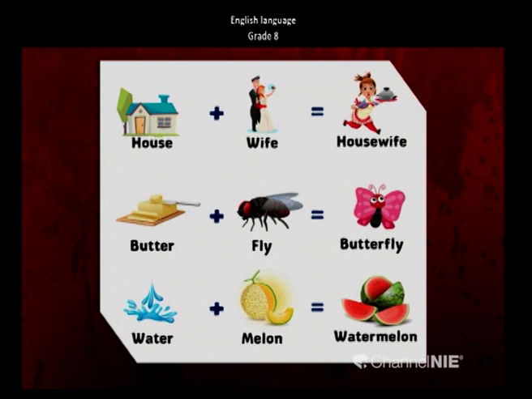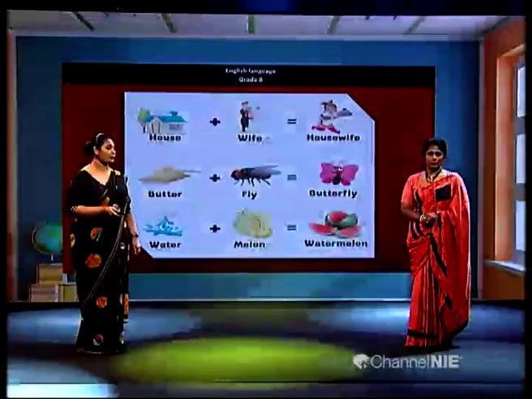All right. So, butter. And then fly. There's a fly. Yes, there's a fly. And the compound noun is butterfly, which is a beautiful creature. Beautiful insect. Yes, we all love butterflies. But it has nothing to do with butter.